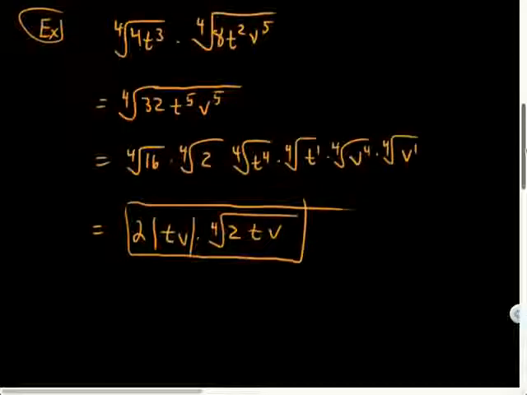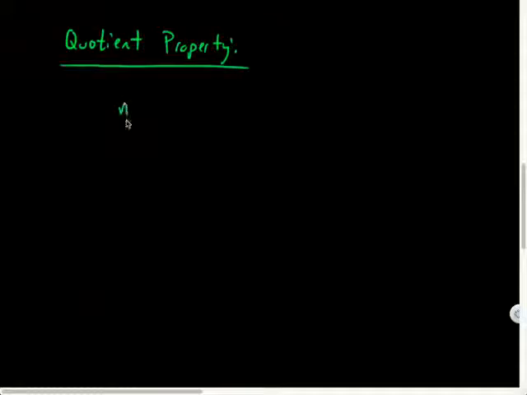So let's talk about quotients. The quotient property of radicals. It turns out that an nth root of a over b is equal to, I guess this is radical of a quotient or something like that if I wanted to come up with a better name for it. But that's fine. It turns out you're allowed to distribute said radical to both top and bottom.